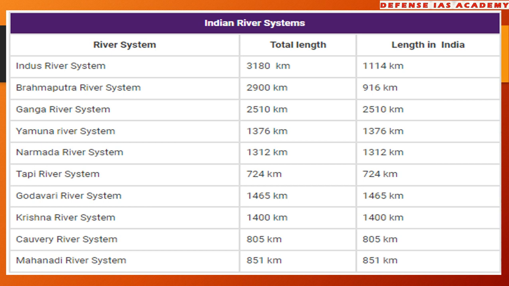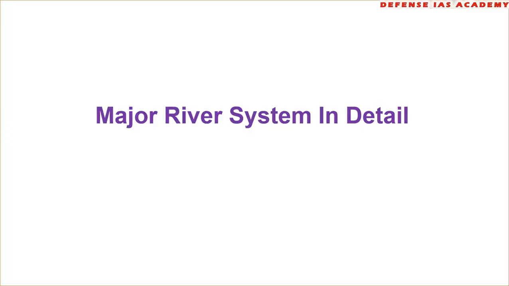Here you can see that the Indus and the Brahmaputra have different lengths, like the total length is different from the length in India, as it flows through other countries too. Okay, so all the other rivers have the same total length and the length in India, as they are completely flowing inside our country, inside India. So we'll see them in detail.